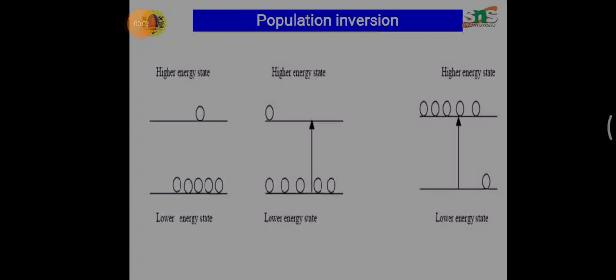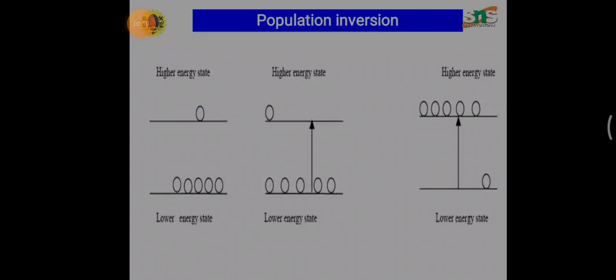Welcome. In this video we discuss population inversion. Before that, we discuss the principle of laser action. Let us consider a large number of atoms in the excited state.